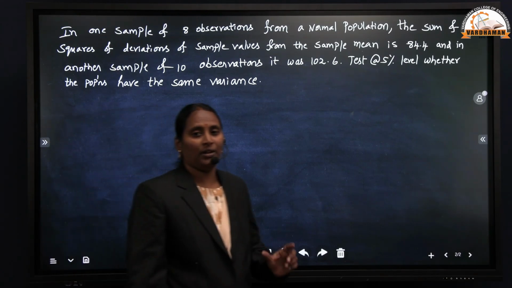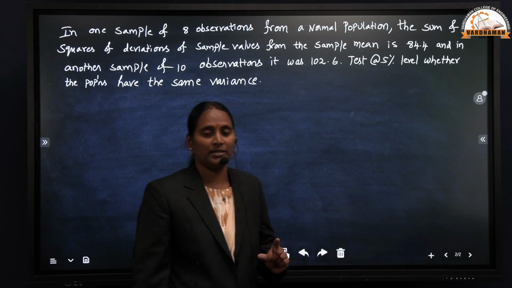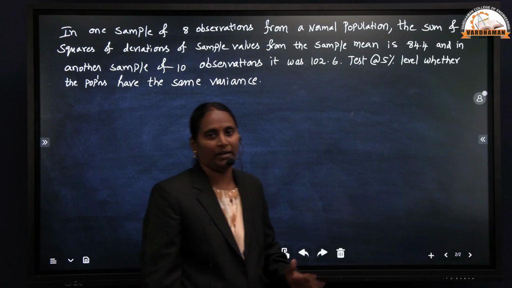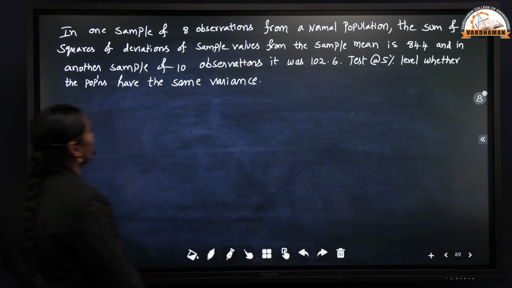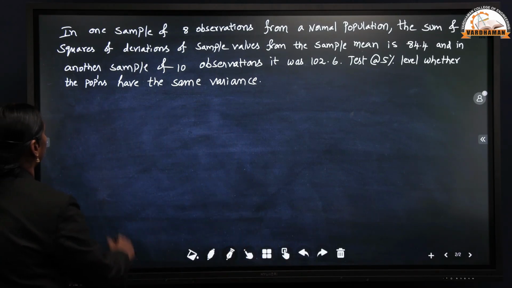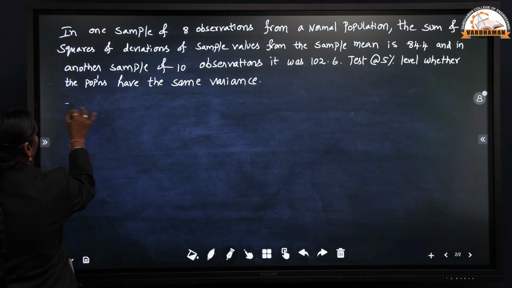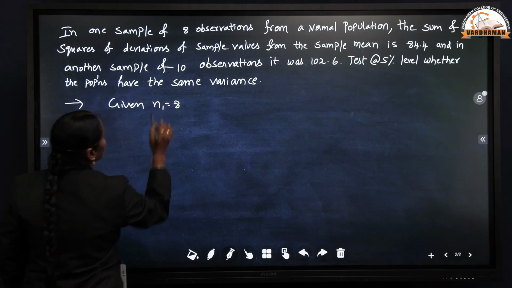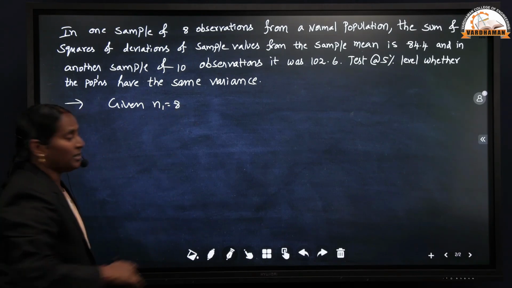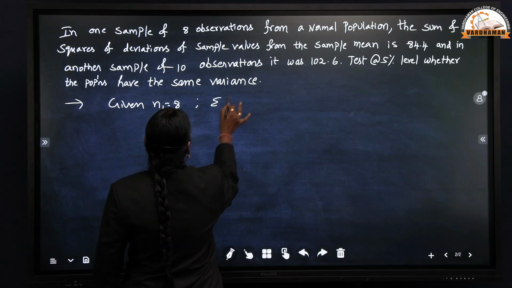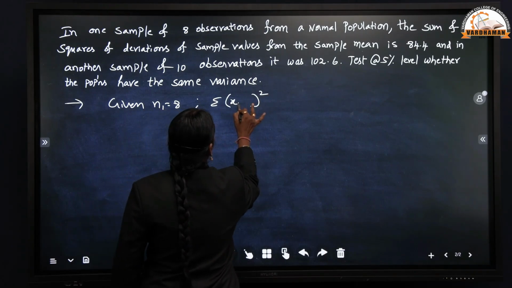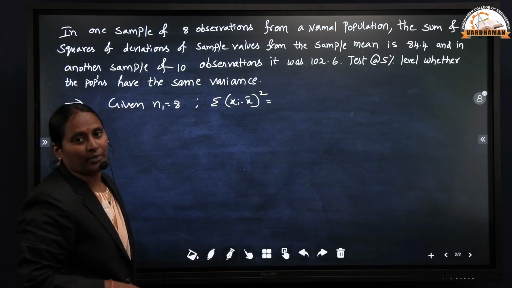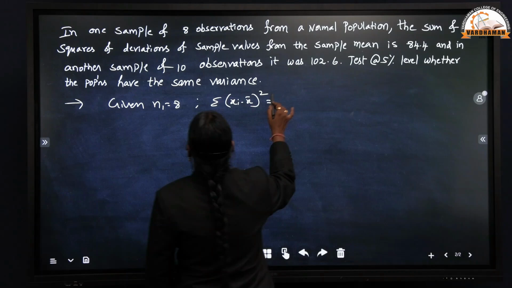Whenever the given problem has a question of variances, we check that it is a population variances problem, and it is a small sample test. Let us see the given data first. As given, n1 is equal to 8 observations, and the sum of the squares of the deviations, that is summation of xi minus x bar whole square, is equal to 84.4.